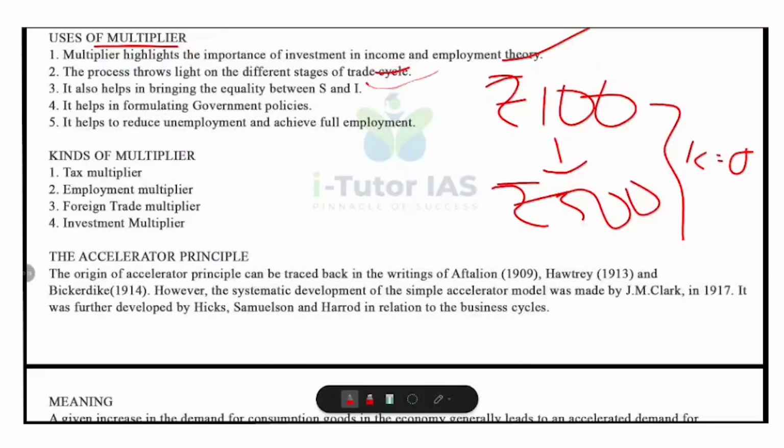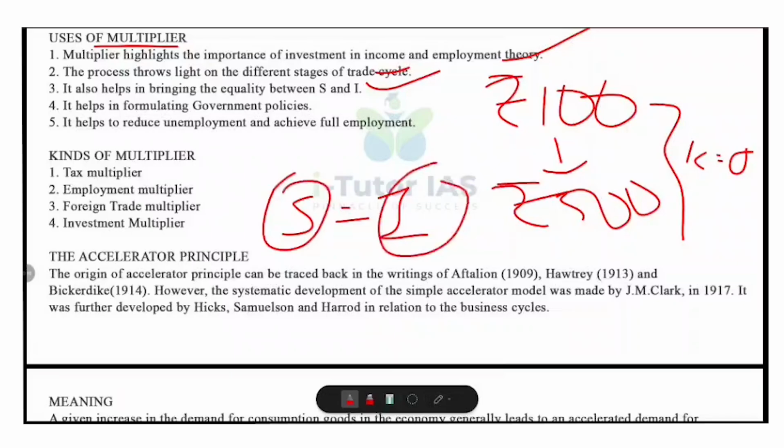Then, it brings equality between saving and investment, that is S is equal to I. The multiplier shows how changes in investment lead to changes in income, which in turn cause changes in saving, bringing saving equal to investment equilibrium in the economy. Hence, it explains the mechanism through which equilibrium national income is achieved.